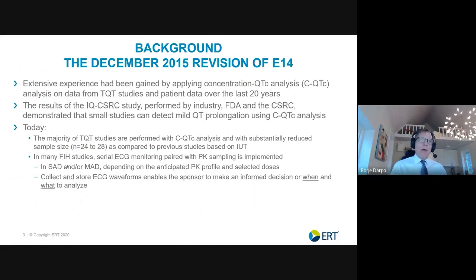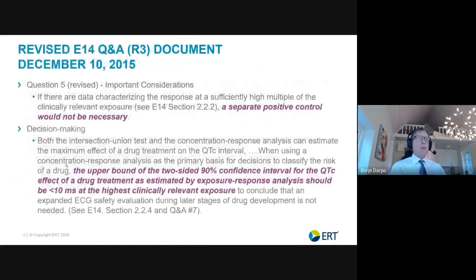More importantly, in many first-in-human studies, serial ECG monitoring is applied paired with PK sampling, either in SAD or in the multiple ascending dose part of the study. And as we advocate, by collecting and storing the ECG waveforms, the sponsor can make an informed decision on when and what to analyze. So this is how the 2015 revision looks like. And we will come back to both these points, perhaps mostly the first point.